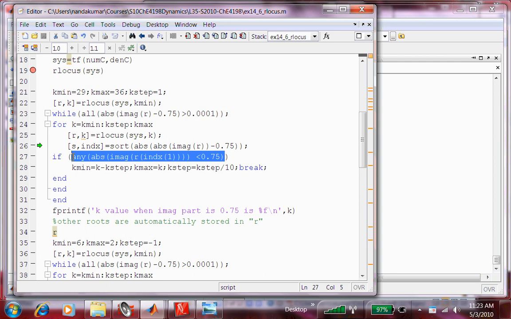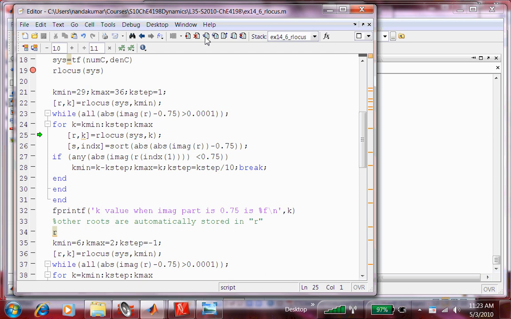Instead of going from 29 to 36, I'll do, for example, 29, 30, 31, 32, 33. Between 33 and 34, this change occurs. So I need to go back to 33 and start going in steps of 0.1: 33, 33.1, 33.2, 33.3. And that's what I'm setting up here. I'm setting the starting point as the previous step, the maximum as the next step, and then decreasing my step by a factor of 10. And I'm going to go through this loop again. So these are the two logics you need to understand here: the first one to set up the while loop, and the second one to do the interval halving in the if loop. Let me just go through this and you'll see where the logic flows.